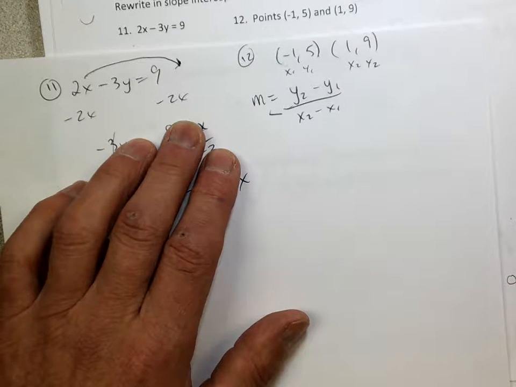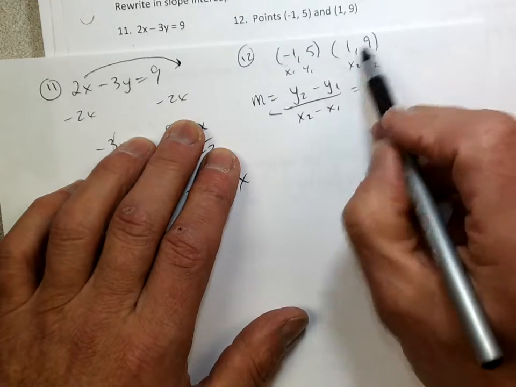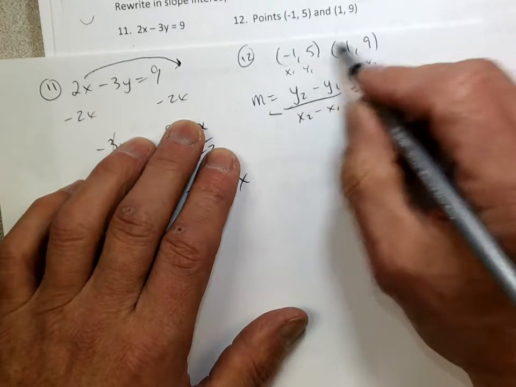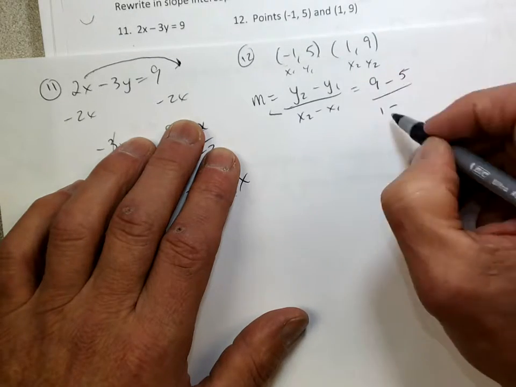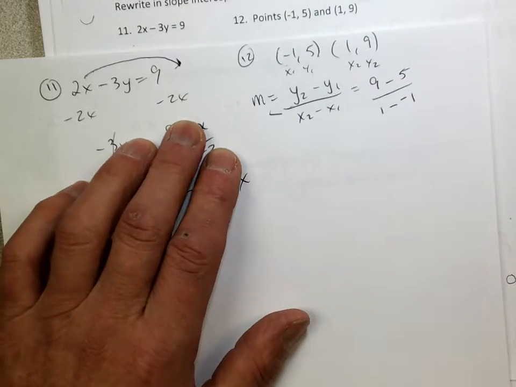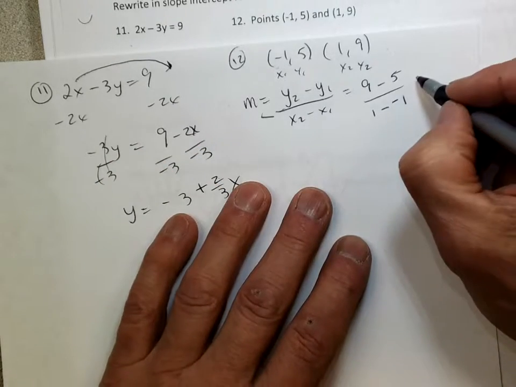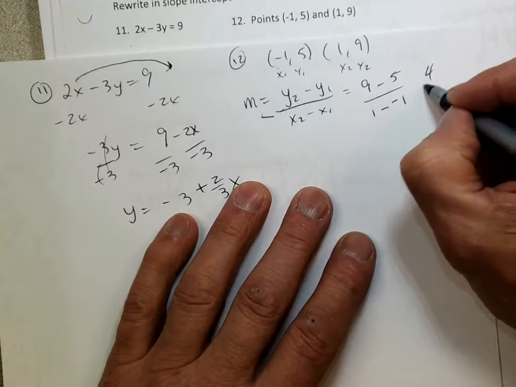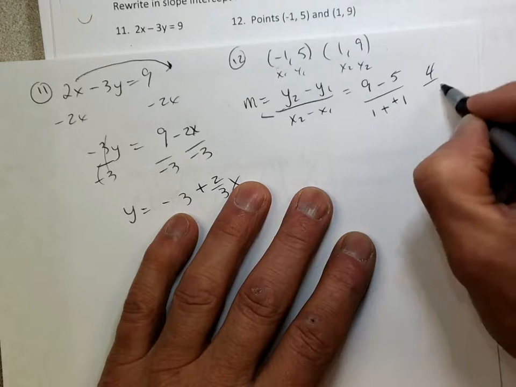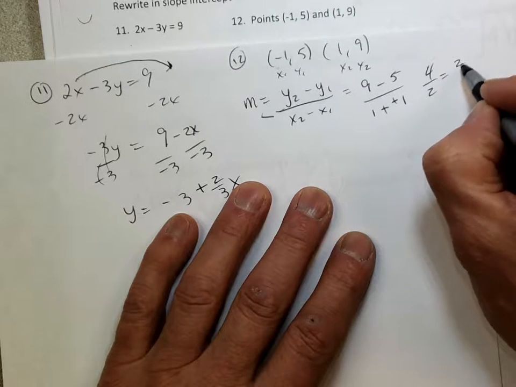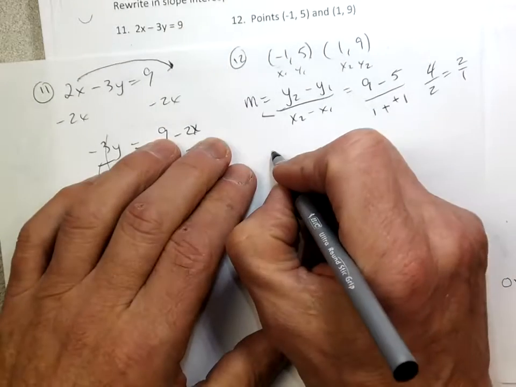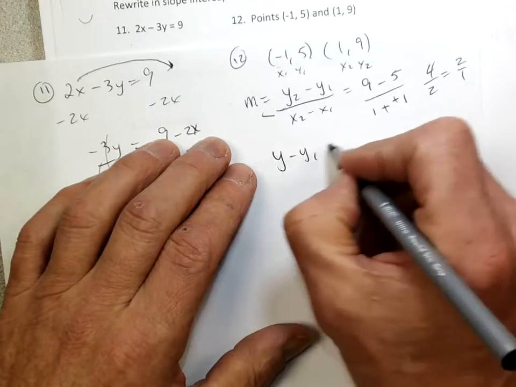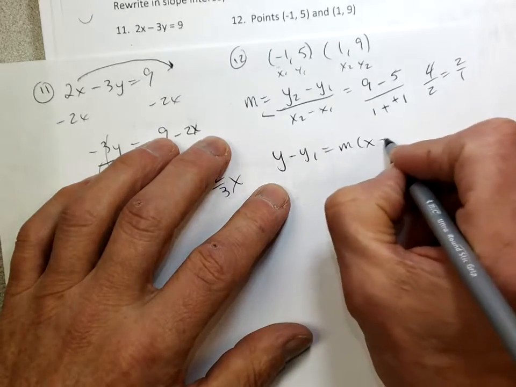So I'm just going to put the numbers in where they belong in the formula. 9 minus 5 over 1 minus a negative 1. So I get a double negative, but I can handle that. 9 minus 5 is 4, double negative. I get 1 plus 1 is 2, so my slope is 2 over 1. And I'm not done because I need the equation of a line. So I'm going to use my y minus y1 equals m times x minus x1.